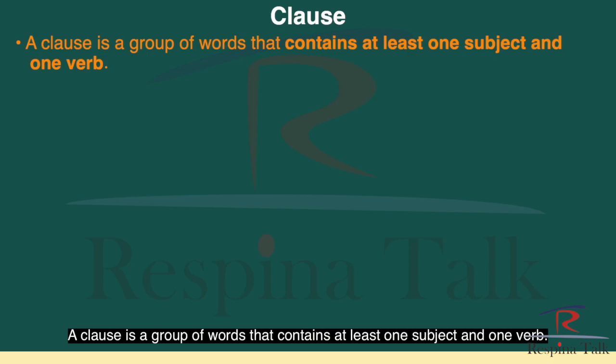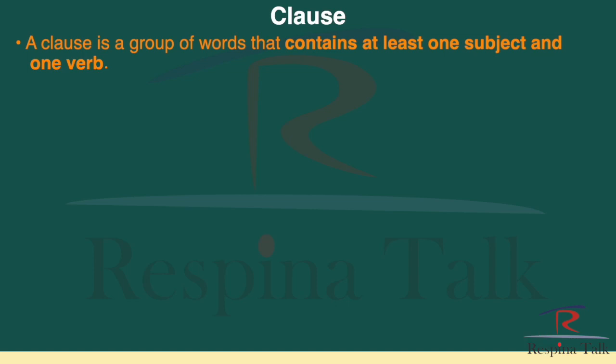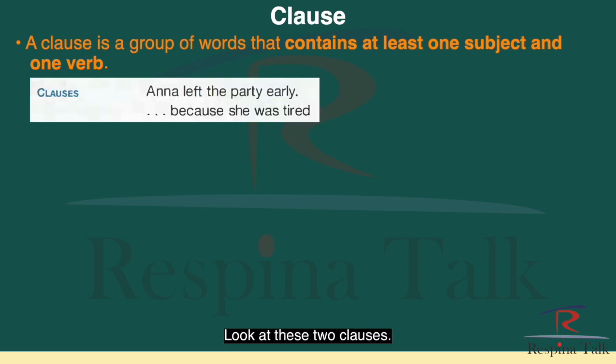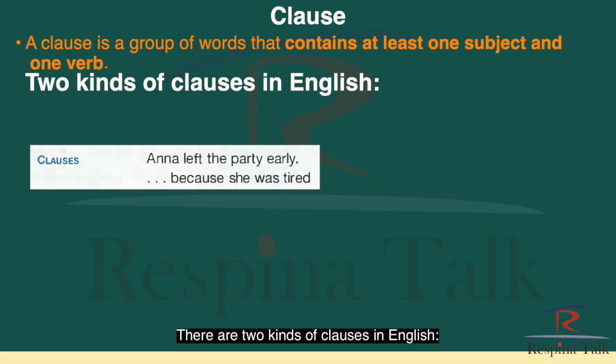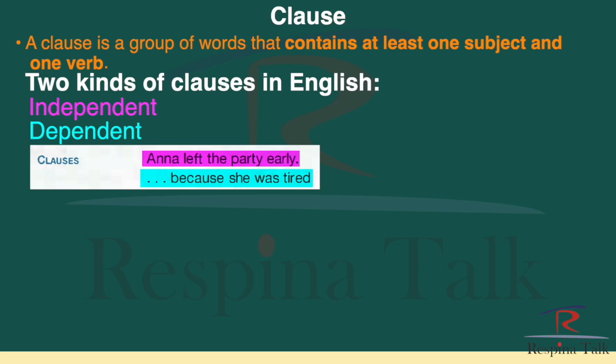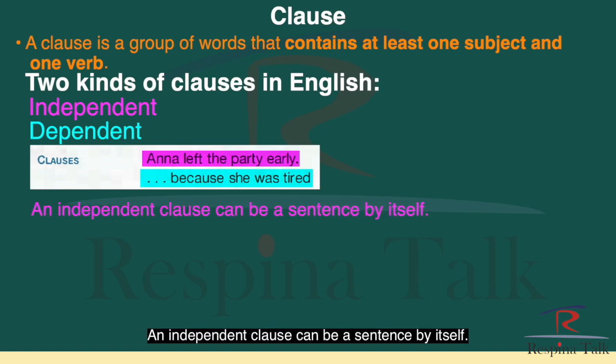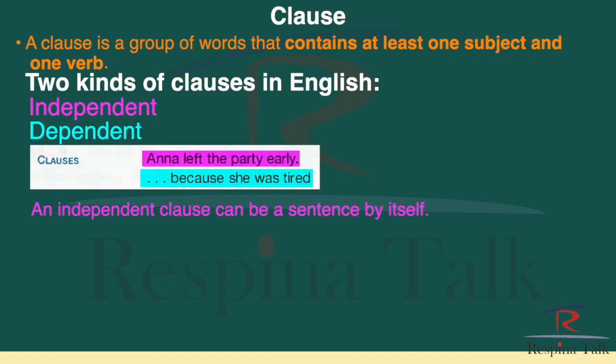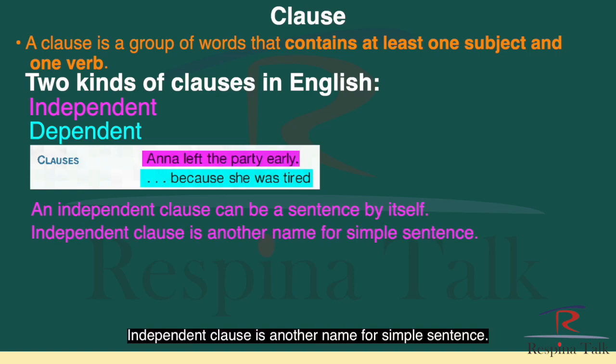A clause is a group of words that contains at least one subject and one verb. Look at these 2 clauses. Anna left the party early because she was tired. There are 2 kinds of clauses in English, independent and dependent. An independent clause can be a sentence by itself. Independent clause is another name for simple sentence.